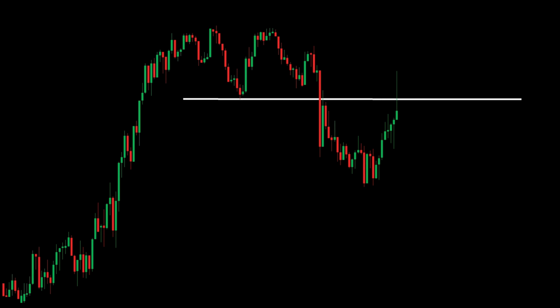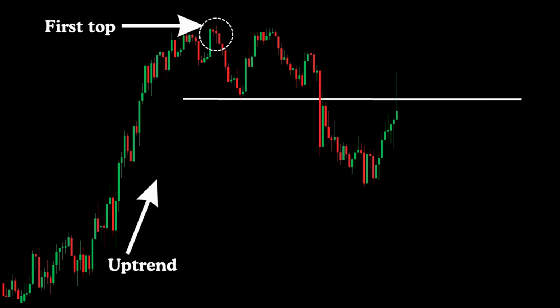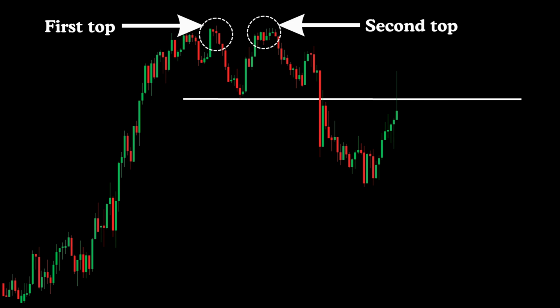Let me walk you through a live chart scenario. As you can see, the market has been trending upward with buyers firmly in control, but when price reached this zone it failed to create a new higher high and instead pulled back, marking the first top. Following this correction, price climbed again but couldn't push above the previous high, forming the second top. This illustrates the double top pattern, a classic signal that buyers are losing momentum and struggling to sustain the uptrend.